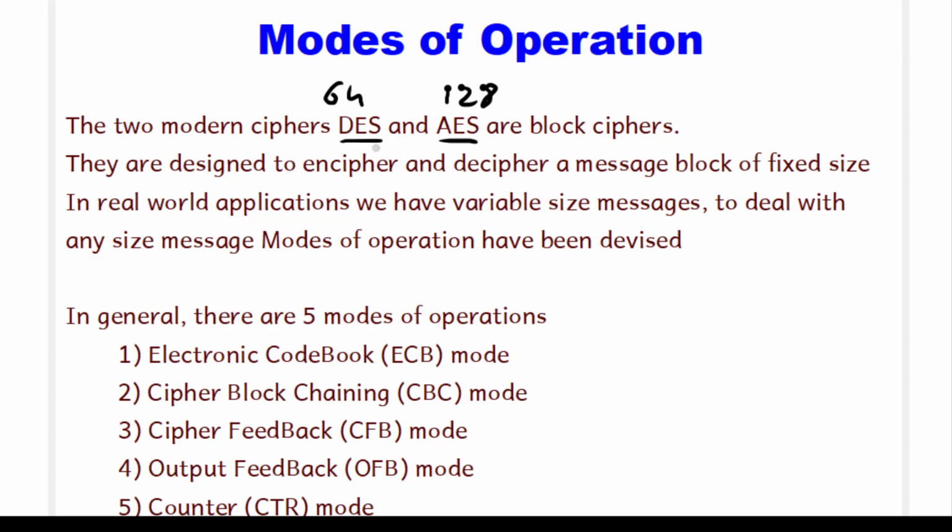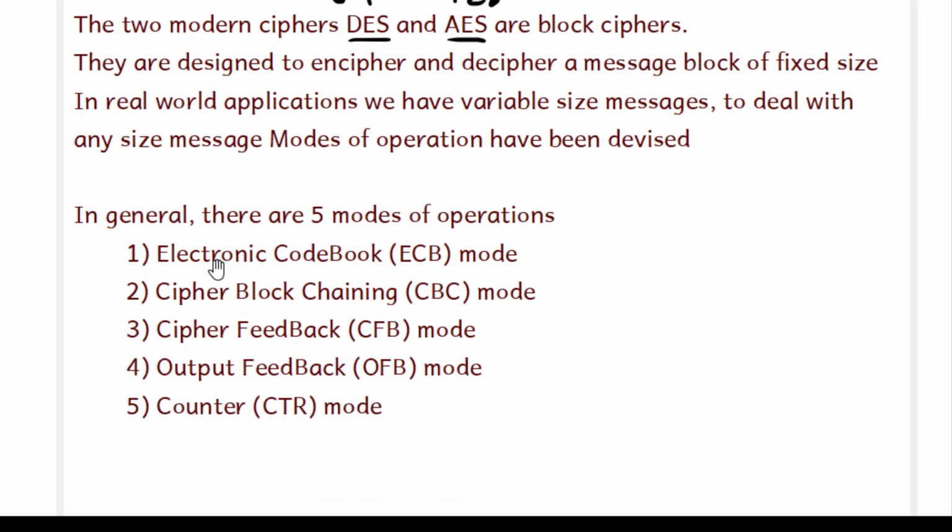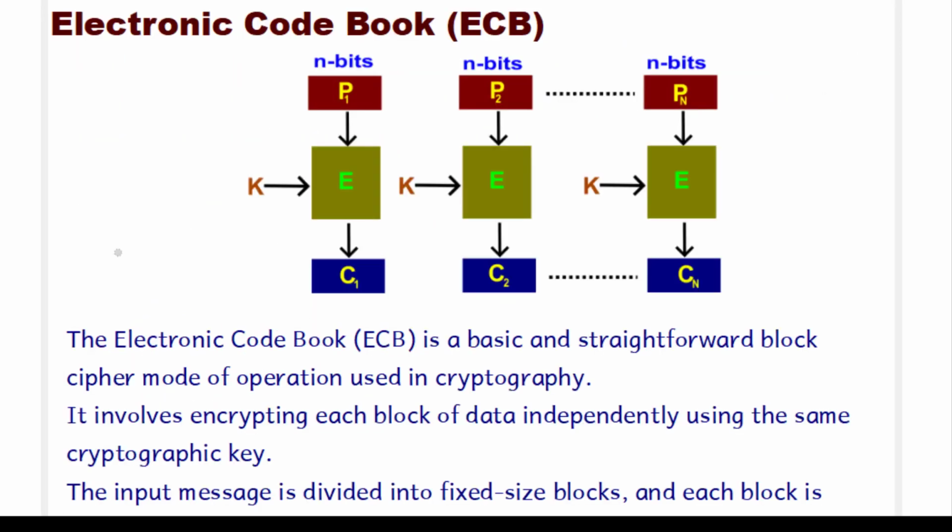So for using these modern ciphers, we need to devise some way, and that way is actually the modes of operation. So here we can see there are 5 modes of operation. The first is electronic codebook, then CBC, CFB, OFB and CTR. Let us see them in detail. We begin with the first mode of operation, that is the electronic codebook, the ECB.